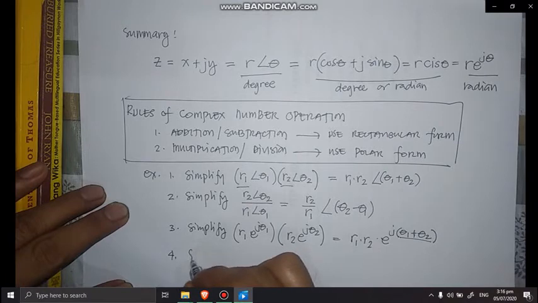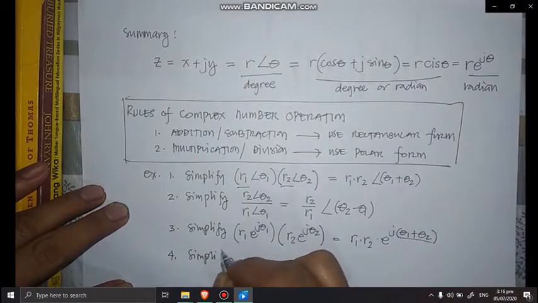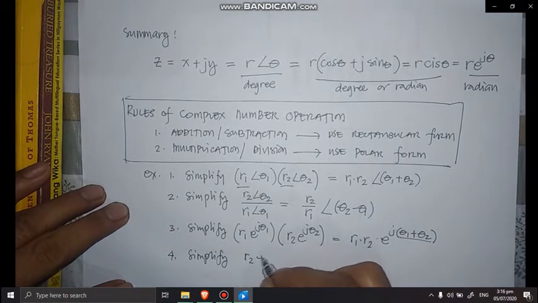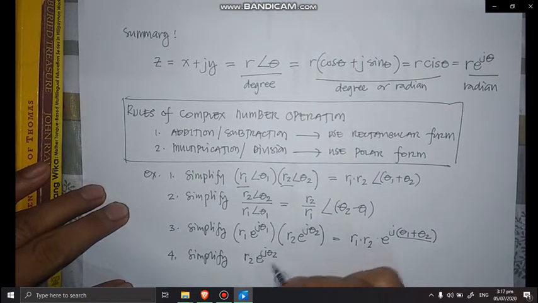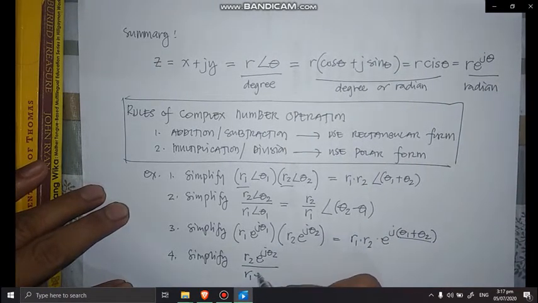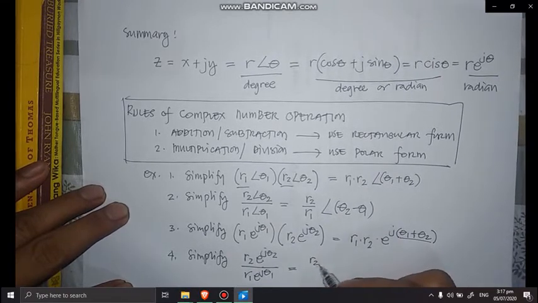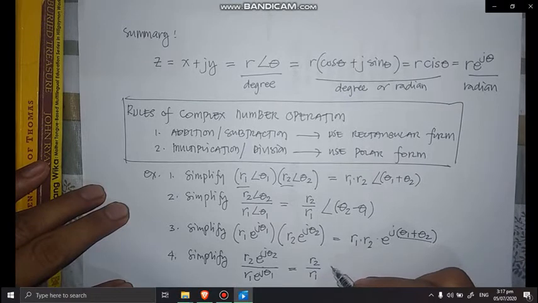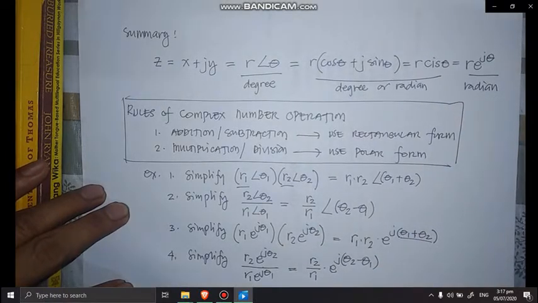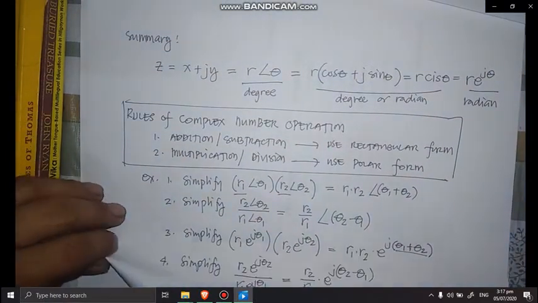The same is true if we are going to divide two complex numbers in exponential form. Let's say r2 e raised to j theta 2 all over r1 multiplied by e raised to j theta 1. So the magnitude would be r2 over r1, that's the magnitude, multiplied by e raised to j theta 2 minus theta 1, because that is division. So for multiplication, you add the angles. For division, you subtract the angles.